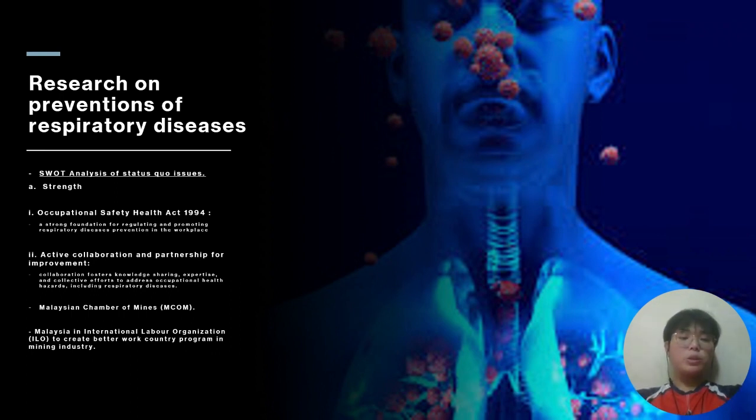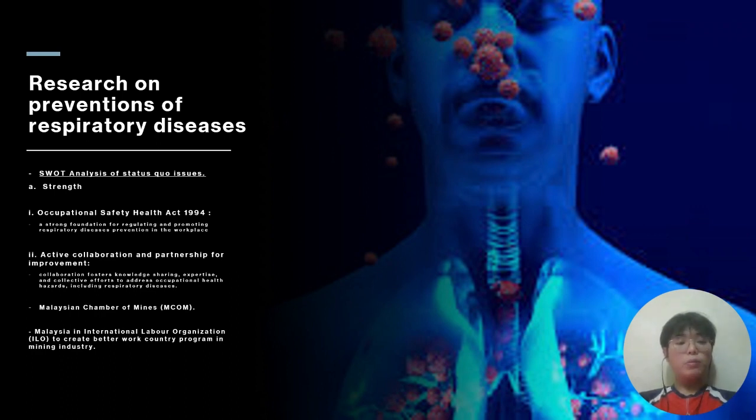The first one will be the strengths towards this topic. The strength applies towards the Occupational Safety and Health Act 1994. This act plays a very important role, as this is the only act under which action can be taken against the employers and also the employees. It has a very strong foundation, which has existed from 1994 until now. All the regulations have been kept up to date until now. It also promotes respiratory disease prevention tactics in the workplace.